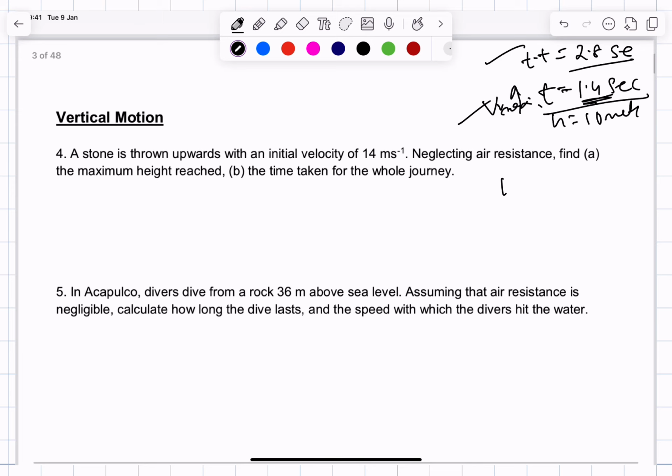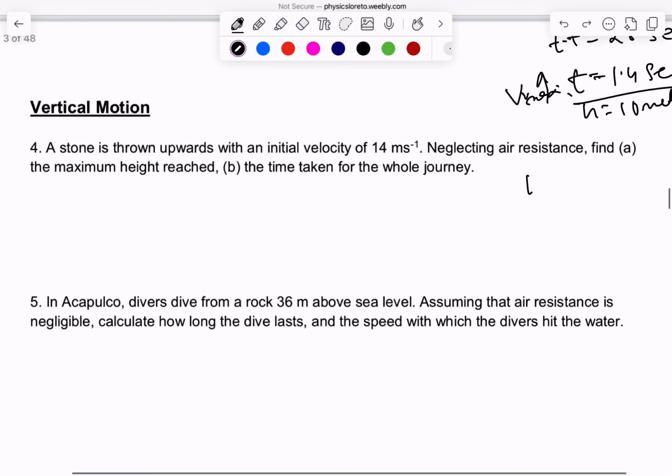Because the motion is symmetrical, that's why we take it 2 times, right? Yeah, exactly. I will be telling you now how.